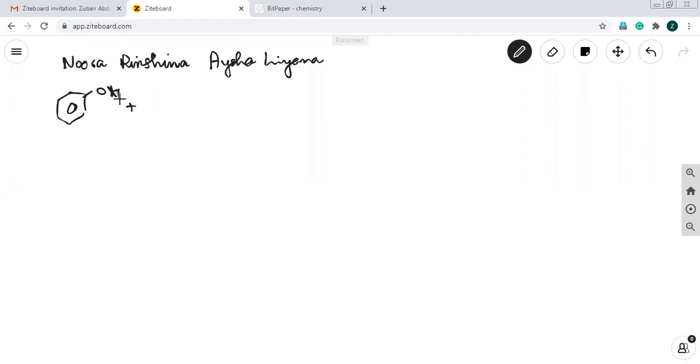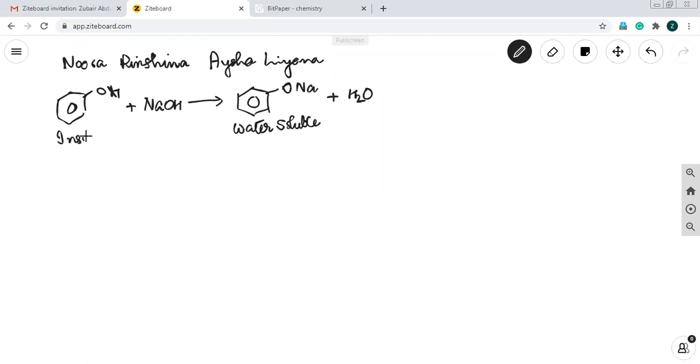Phenols will react with sodium hydroxide and form sodium phenoxide, ONa, plus H2O. And I told you this is water soluble, and your phenol is water insoluble. Insoluble in water.